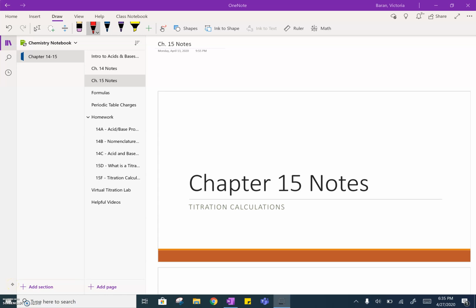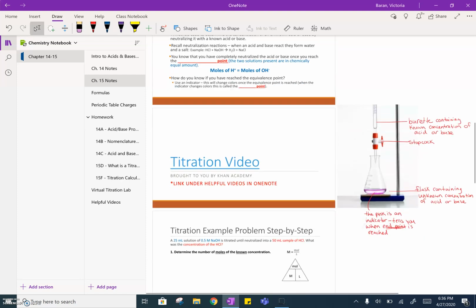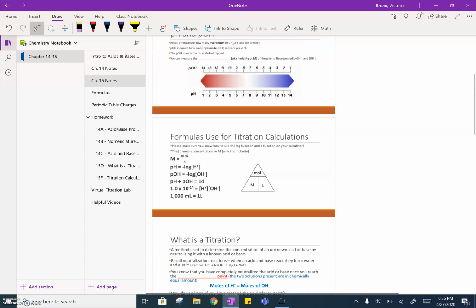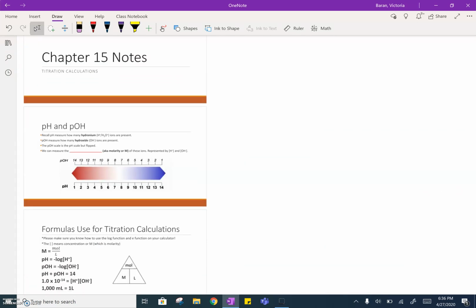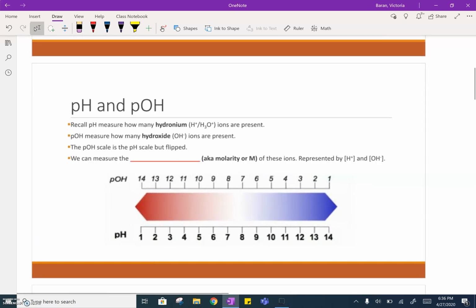Today I'm going to be covering the chapter 15 notes, just the first few slides here, over what a titration is. So we are going to start here. There's actually some stuff that I'm going to be skipping over just because we are not going to be getting to that.